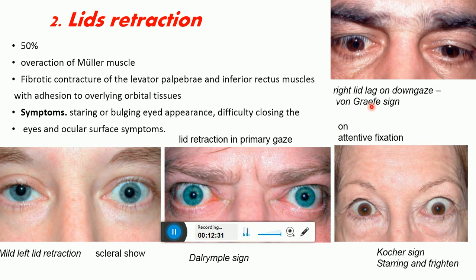Another is the Von Graefe sign. The Von Graefe sign signifies a retarded descent of the upper lid on down gaze. This is known as lid lag. Here you can see the left eye is normally looking down while the right cannot look down. Lid lag.